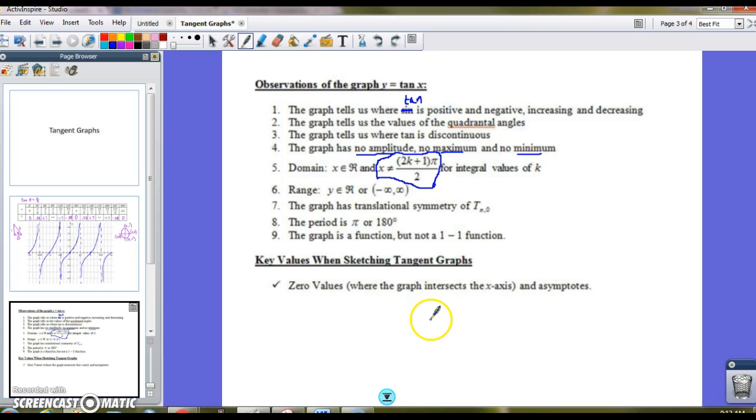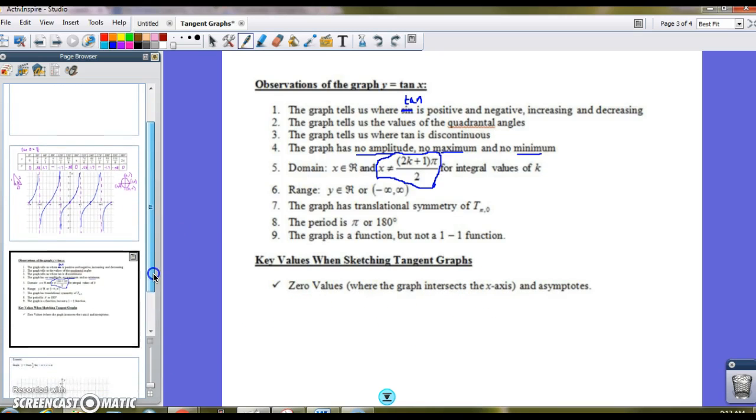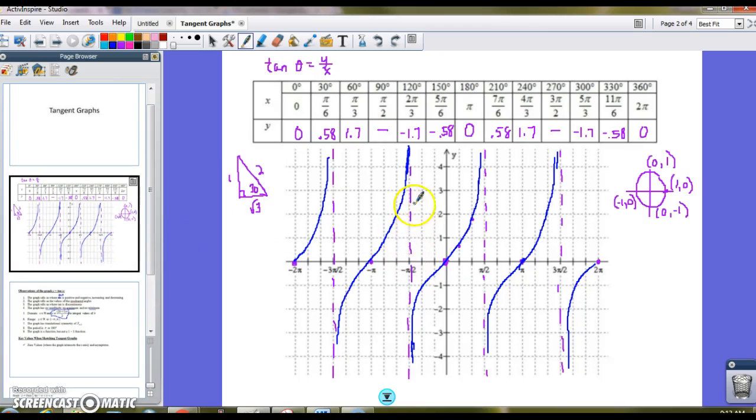So the key values when sketching your tangent graph are your zeros and your asymptotes. And like I said, remember that it alternates between asymptote and 0. And also notice that that 0 is halfway between those asymptotes. So that's really important. This is really going to help you out when you're trying to graph different variations. So when we're changing the frequency, it's going to help us to graph it out.